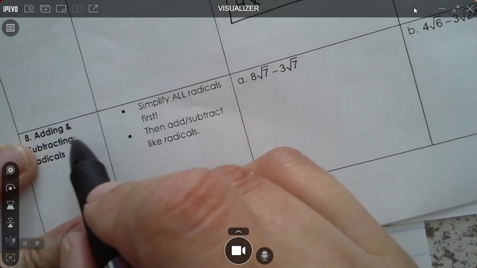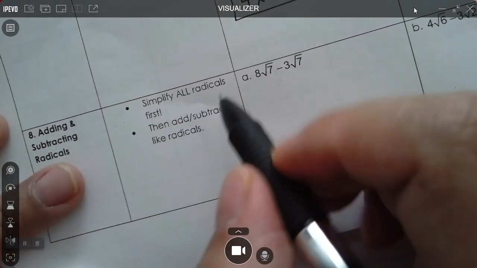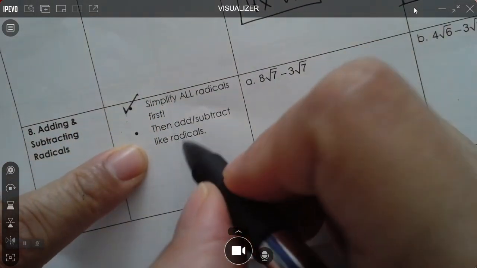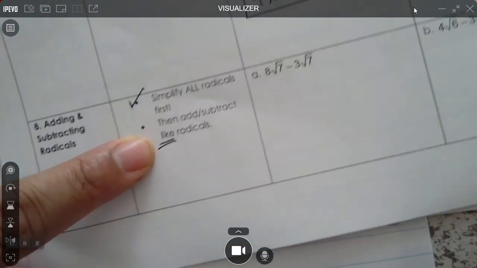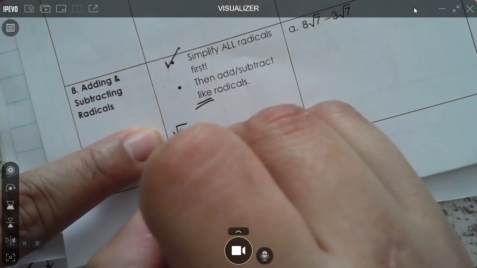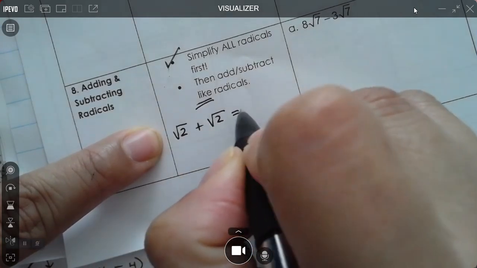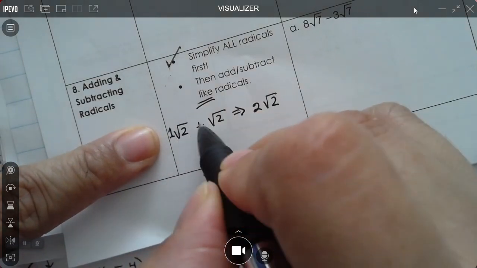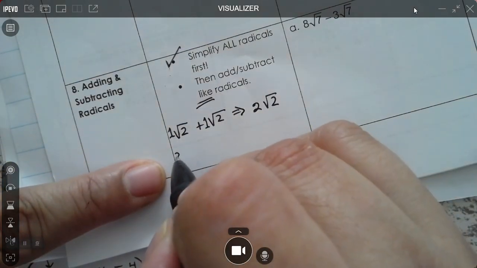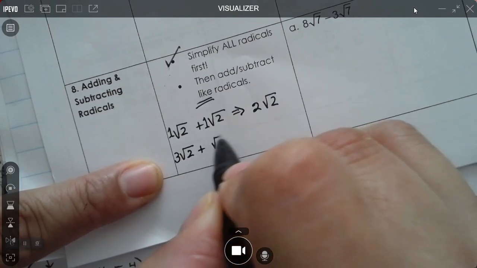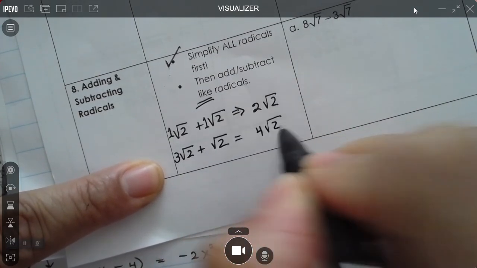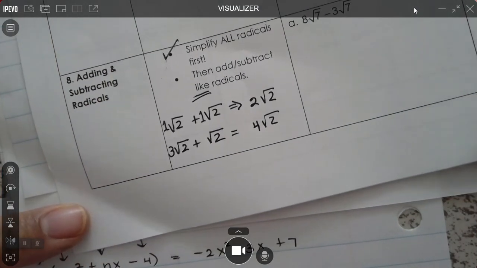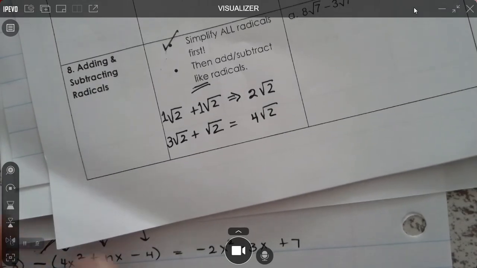All right, when you're adding and subtracting radicals, you need to have like terms. You need to simplify all your radicals first. Then add and subtract your like radicals. Like radicals are like this. Radical 2 plus radical 2 is 2 radical 2, because you have a 1 here and a 1 there. 3 radical 2 plus radical 2 is 4 radical 2. Like terms, are we clear? Add the coefficients, keep the radicals. Treat the radicals like variables.